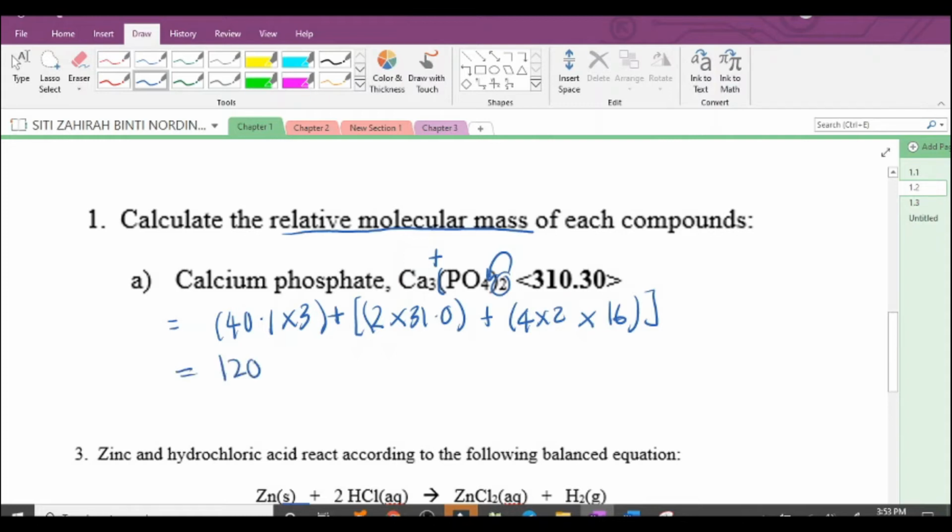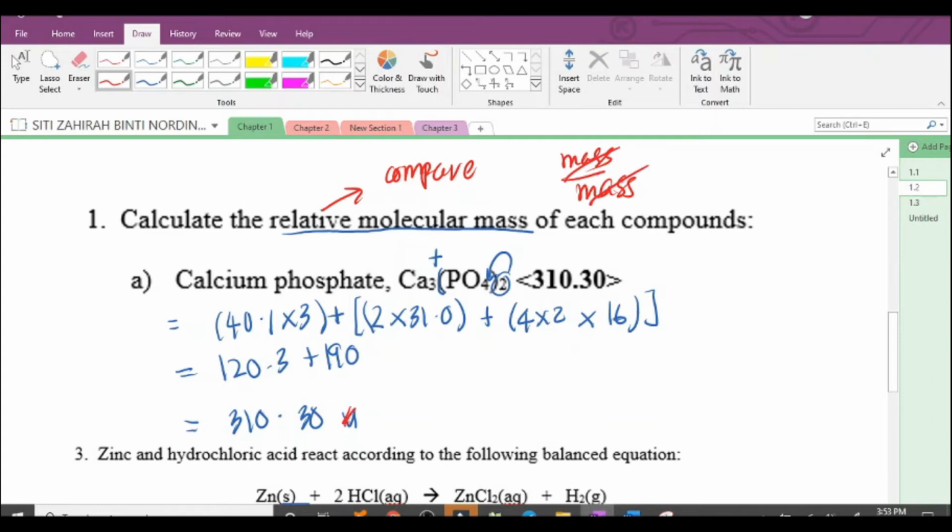Hence you've got 120.3 plus 190, which would total up to 310.30 u. Okay, is there any mistake in here? Yes, there are. Okay, remember that for relative molecular mass, you are comparing mass over mass. Okay, so it can be cancelled, so you don't have any unit. Okay. So try the rest of the questions up until question 2 by yourself.